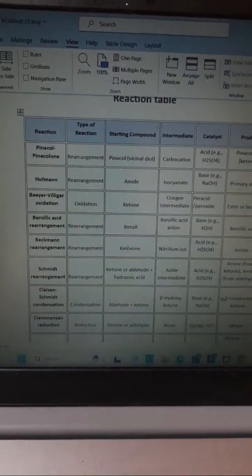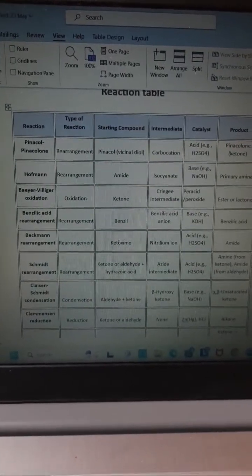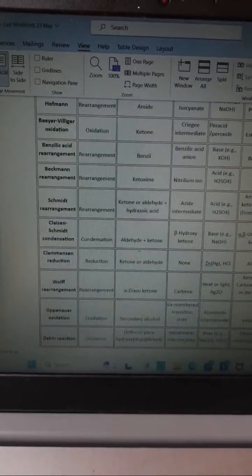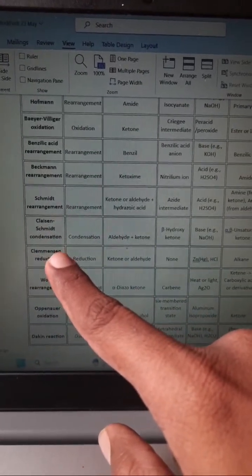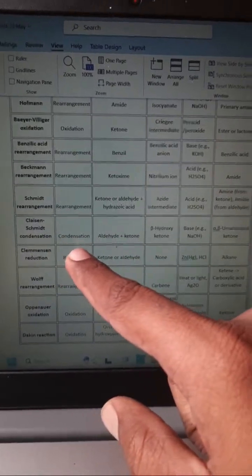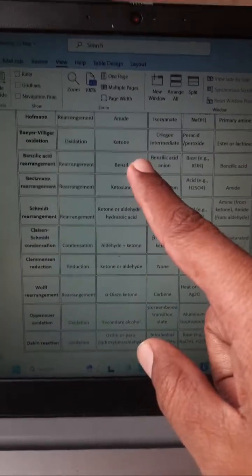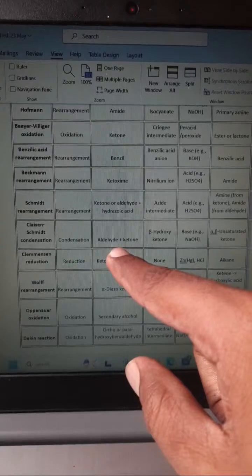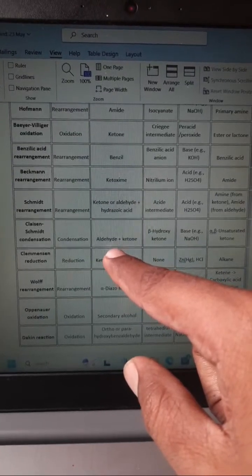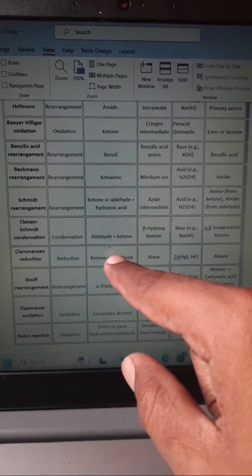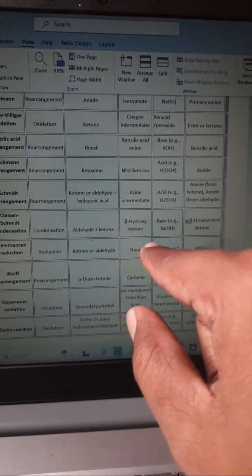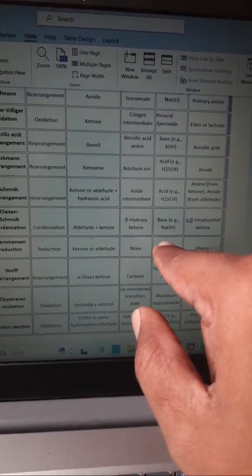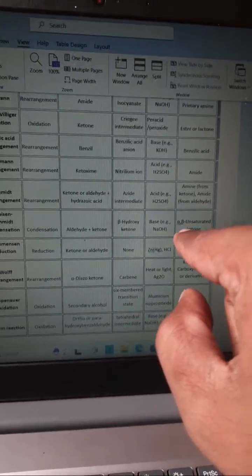The next one is Claisen-Schmidt condensation. This is a condensation type of reaction, and the starting compound we have to use is aldehyde and ketone. Intermediate formed is beta hydroxy ketone. Base is the catalyst, and the final product is alpha beta unsaturated ketone.